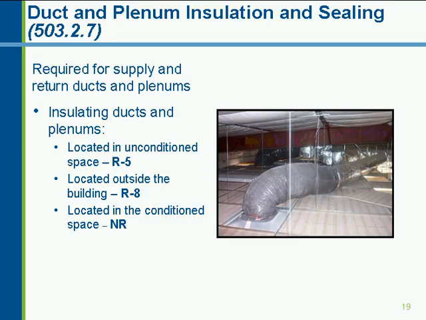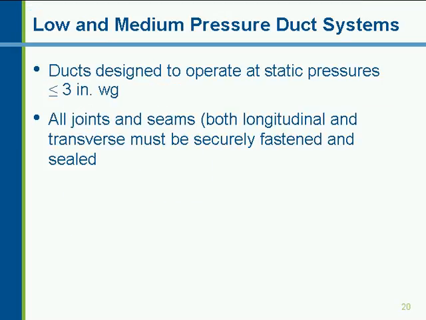There are requirements for ductwork and plenum insulation and sealing. This is required for all supply and return ducts as well as plenums. If the duct or plenum is located in unconditioned space, you're required to use R5 insulation, and that's an unconditioned space within the building. If it's located outside of the building, R8 insulation is required, and located within the conditioned space, no insulation is required. You may want to use insulation on ducts that supply cool air for condensation purposes, but it's not required for energy conservation.